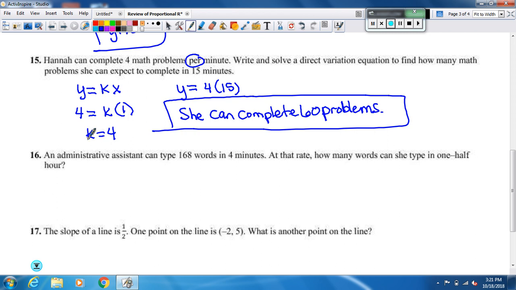This is actually part of your answer as well, the direct variation equation. So we need y equals 4x. That's part of your answer also.